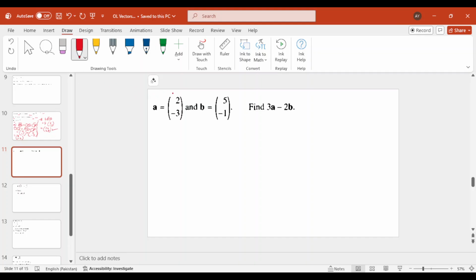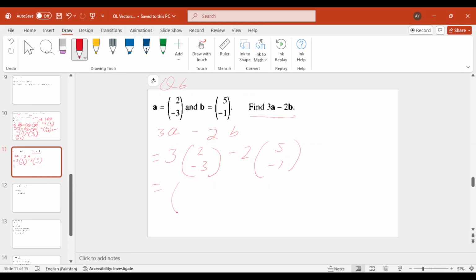This is question number 6. It says vector A is equal to (2, -3) and vector B is equal to (5, -1). We have to find 3A minus 2B. This is equal to 3 times the vector A, (2, -3), minus 2 multiplied by the vector B, that is (5, -1).